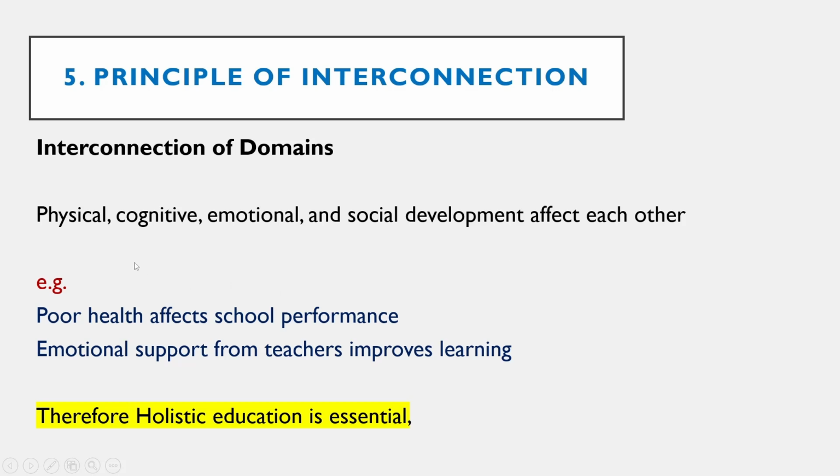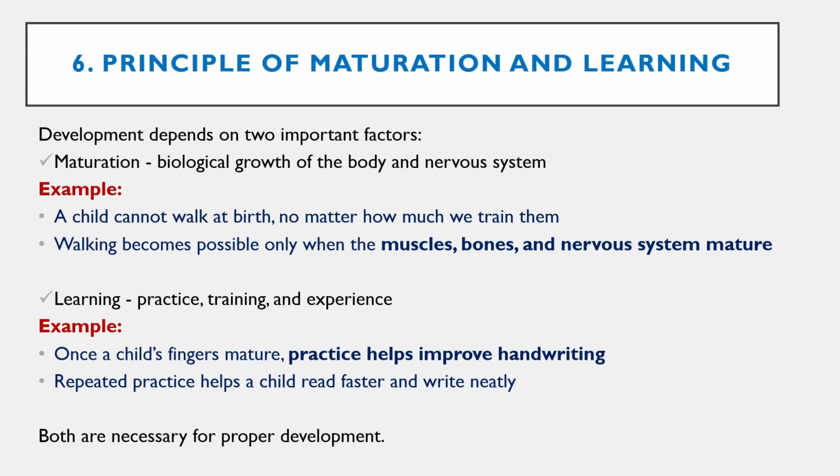For example, poor health affects school performance, emotional support from teachers improves learning. Therefore, holistic education is motivated and it is essential. Now, sixth principle is the principle of maturation and learning. Development depends on two important factors, and it depends on both maturation as well as learning.